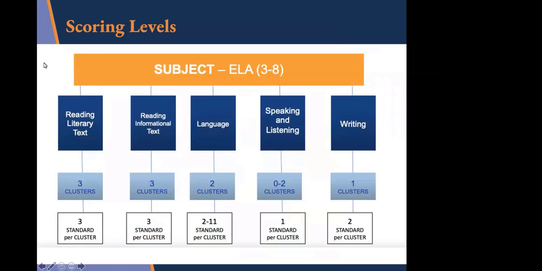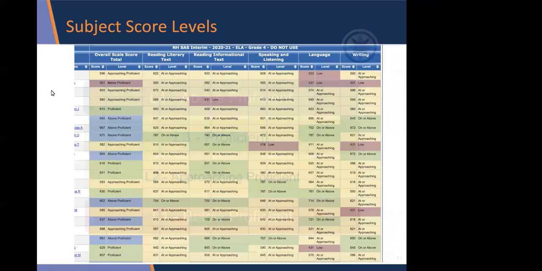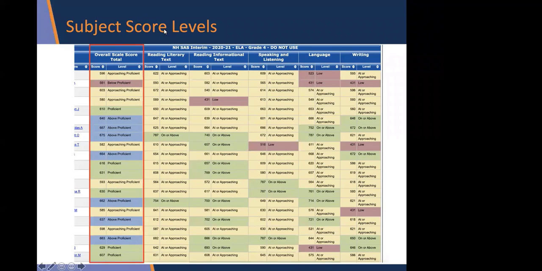So now, okay, I've shown you the reports. I've shown you how to dig into them. And then I want to show you what the scores mean. So you get a subject score. And I think we all know this because this has been true forever. You get a level 1, 2, 3, or 4: below proficient, approaching, proficient, or above proficient. That's always been true. And this is what it might look like on an assessment scores report. These are level 4s for blue, greens are level 3s, level 2s, and level 1s.